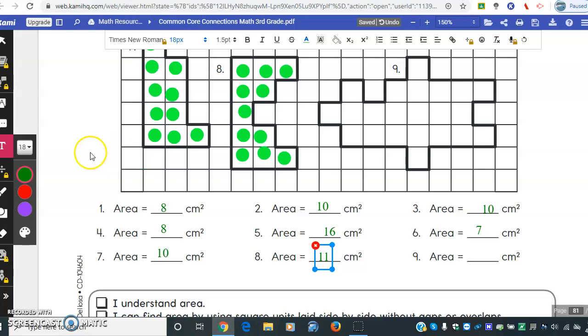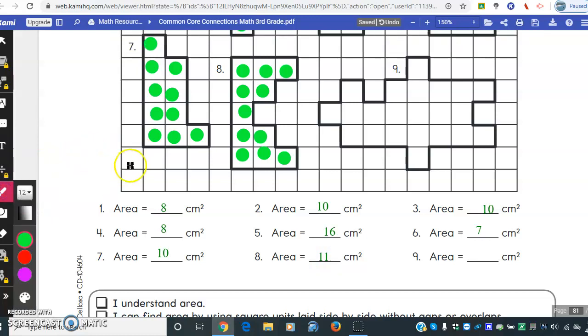And 9. Last one. This one's a big one. Let's start here. 1, 2, 3, 4, 5, 6, 7, 8, 9, 10, 11, 12, 13, 14, 15, 16, 17, 18, 19, 20, 21, 22.